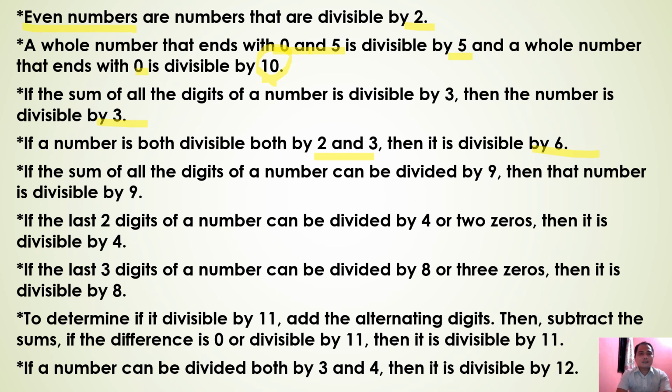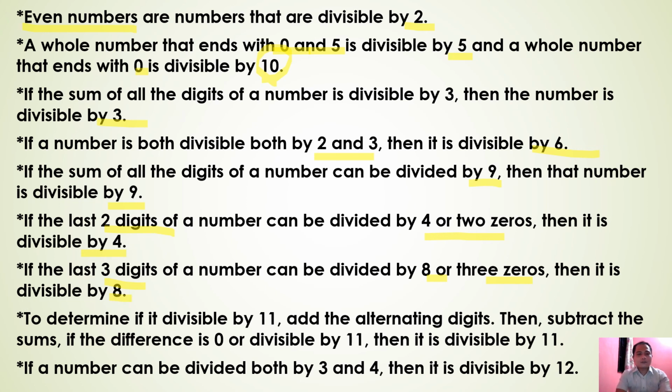Next one, if the sum of the digits of a number can be divided by 9, therefore it is divisible by 9. But also remember that all numbers divisible by 3 are not divisible by 9. But all numbers divisible by 9 are divisible by 3. Next, if the last two digits of a number can be divided by 4 or it ends with 2 zeros or more, therefore it is divisible by 4. Next one, if the last three digits of a number is divisible by 8 or it has 3 or more zeros, therefore it is divisible by 8.